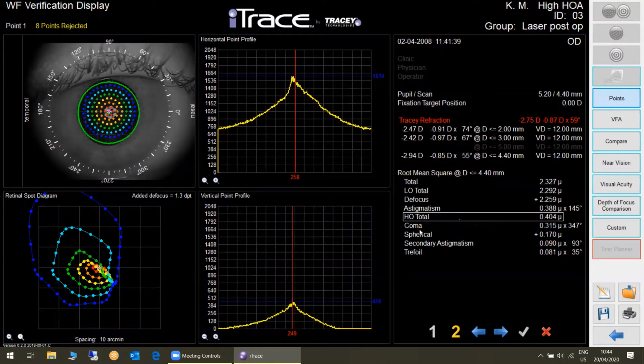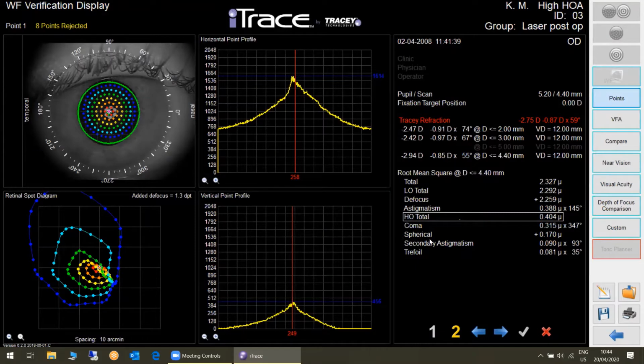Sorry, Karel, there is a question from Professor Lanza. He says, is the refraction measured at the corneal plane or taking into account the spectacle distance? There is a vertical distance of 12 millimeters taken into account. We can verify this value behind the Tracey refraction. Now, is VD 12 millimeters? Yes, the VD is 12. The vertical distance is 12 millimeters. Okay, thank you.